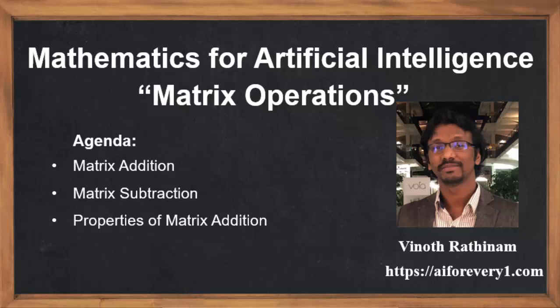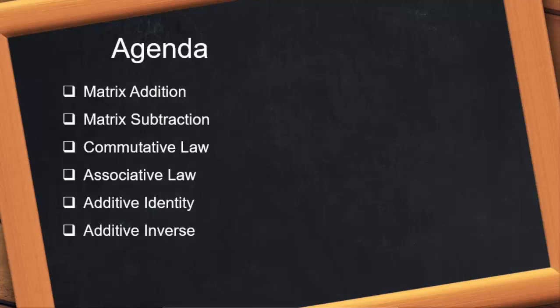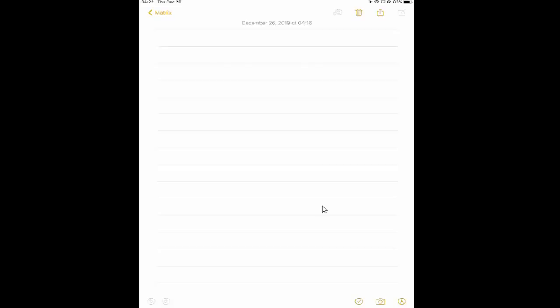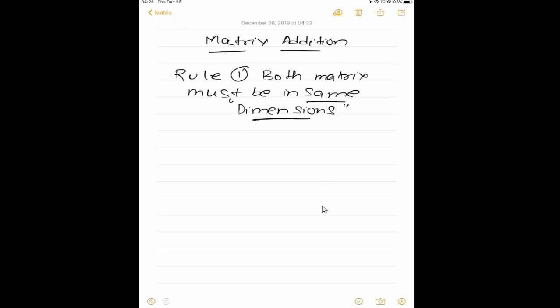In this video we are going to learn about matrix operations. You can see the agenda here. The first matrix operation, matrix addition. In order to add two matrices, the rule is both matrices must be in the same dimension.